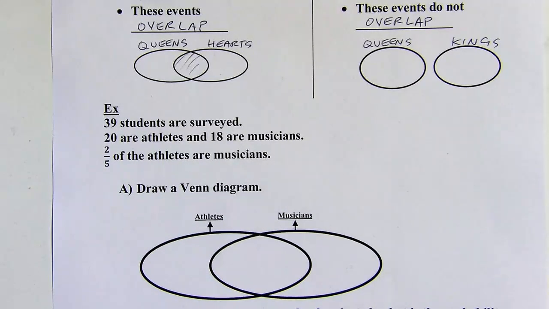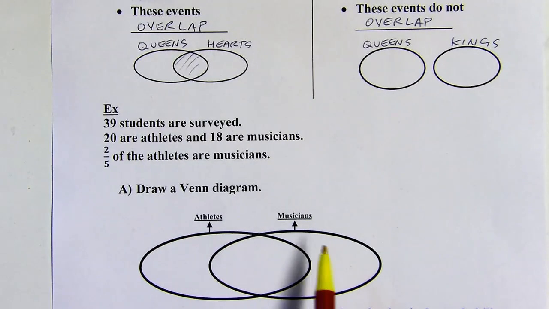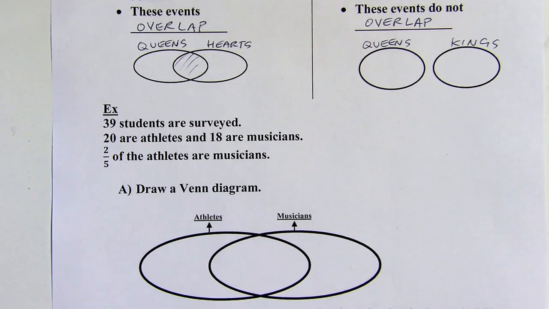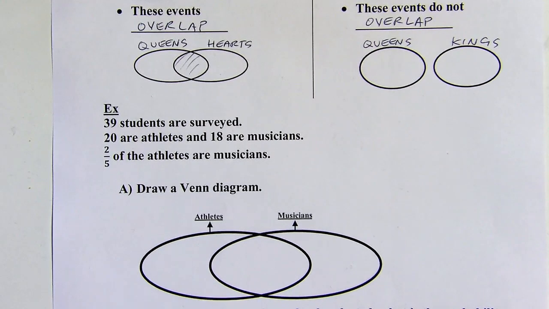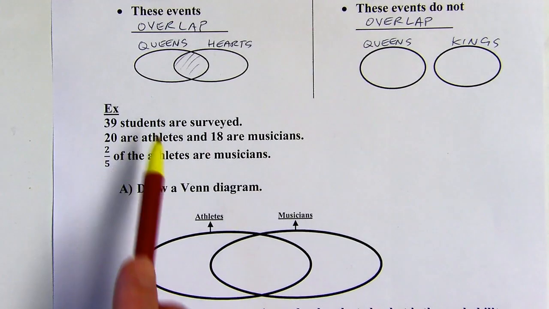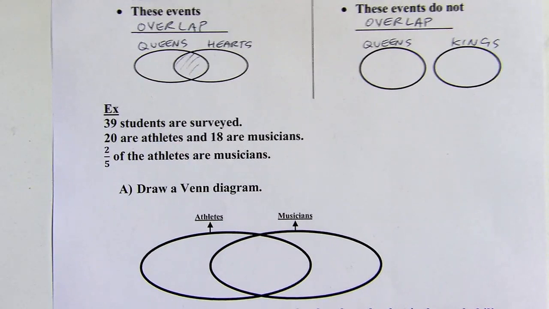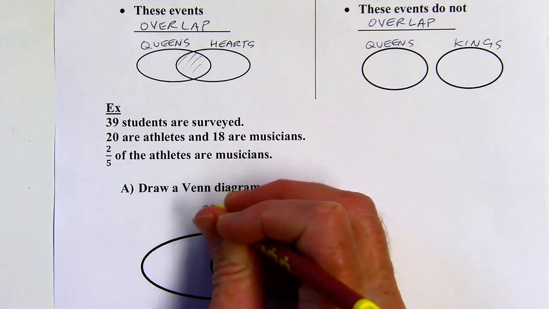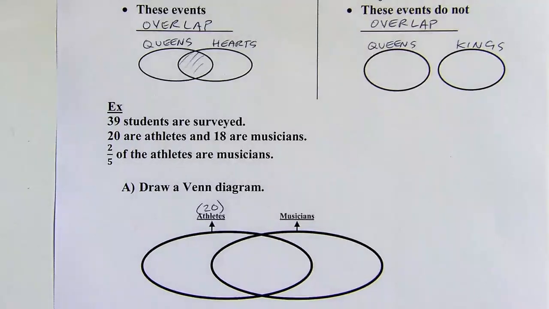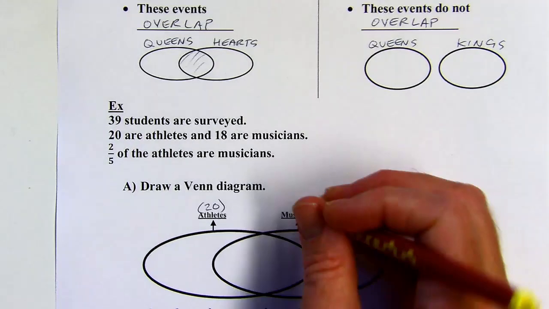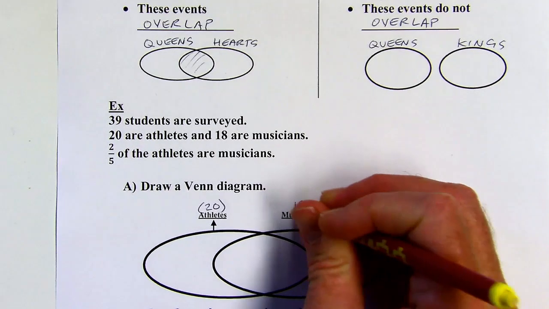I've got these two categories, athletes and musicians, and there is going to be some overlap here. There are going to be people who are athletes and musicians. Okay, so it says 39 students are surveyed. So that's the total. Let's start breaking this down then. It says 20 of them are athletes. So I'm going to put 20 right here for the athletes and 18 for the musicians.